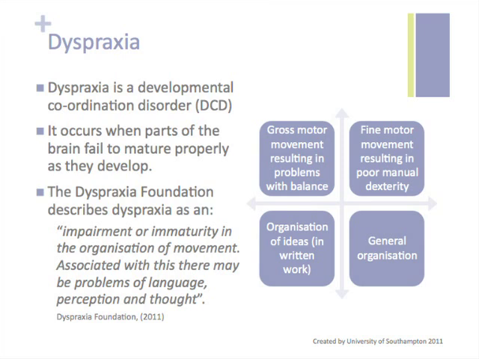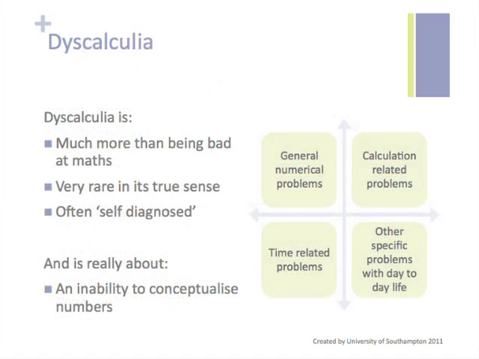Associated problems with general organisation can extend to the organisation of ideas, such as getting ideas across in written form in a concise way. Some dyspraxic people are very strong verbally. Dyscalculia is very much more than being bad at maths, and in its true sense it is a very rare condition. People often self-diagnose and say that they are dyscalculic when really they just have difficulty with maths.